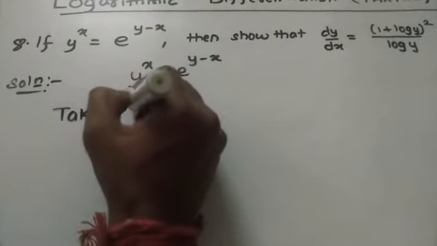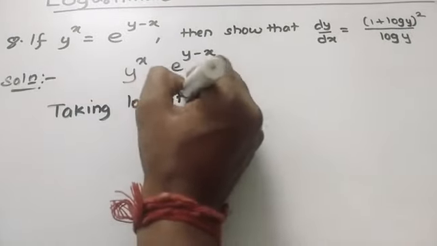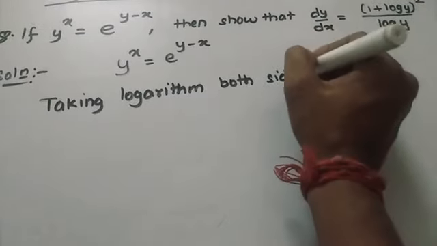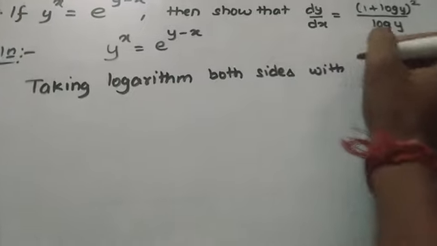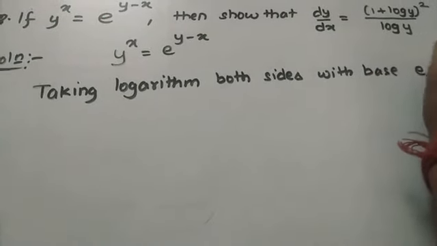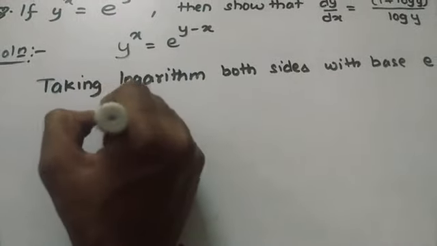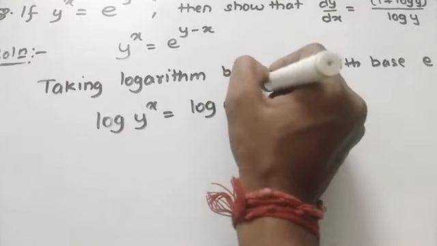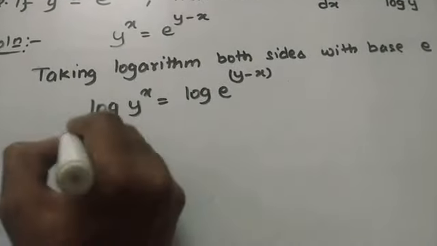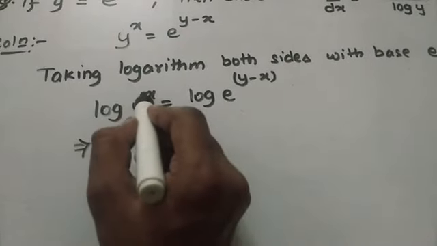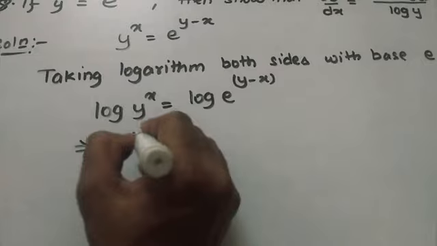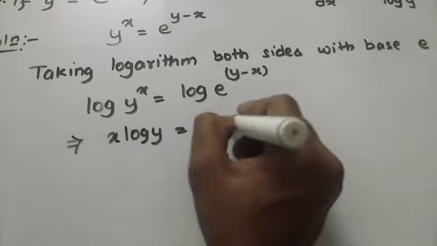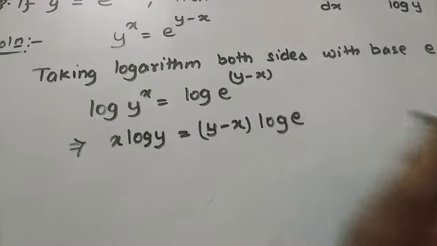Taking logarithm on both sides with base e, we get log of y to the power x equals log of e to the power y minus x. By the property of the log, the power comes in front, so it becomes x log y equals, here the power is y minus x, and this side will be log e.